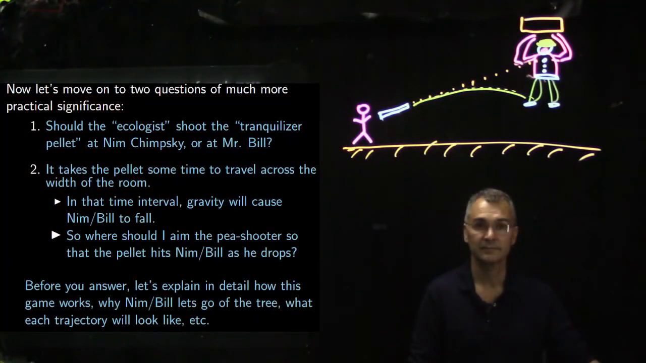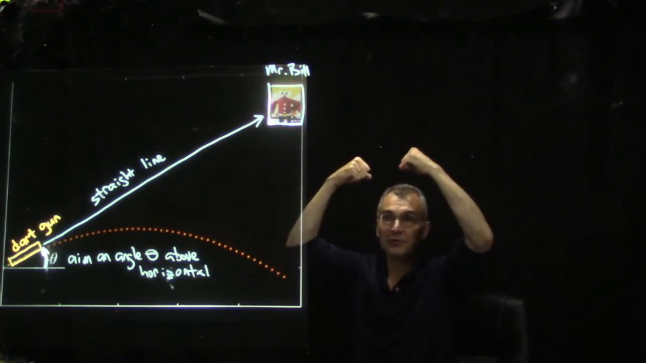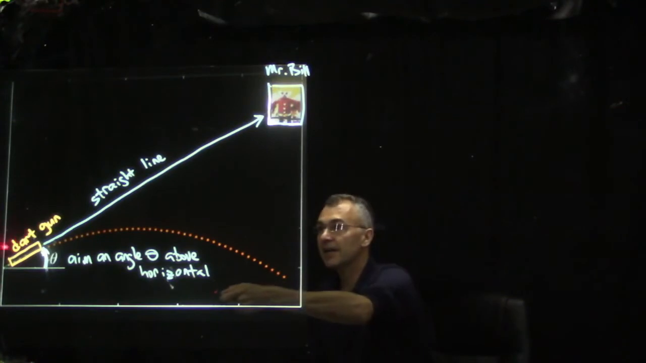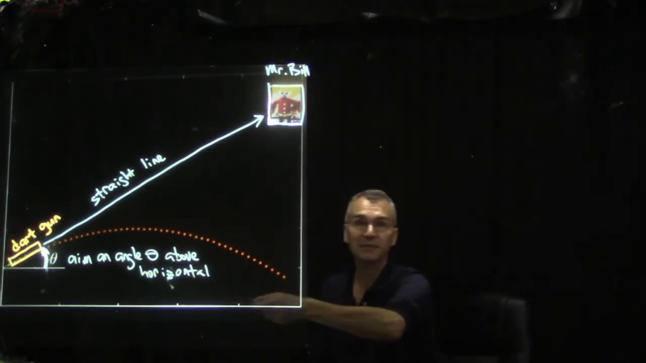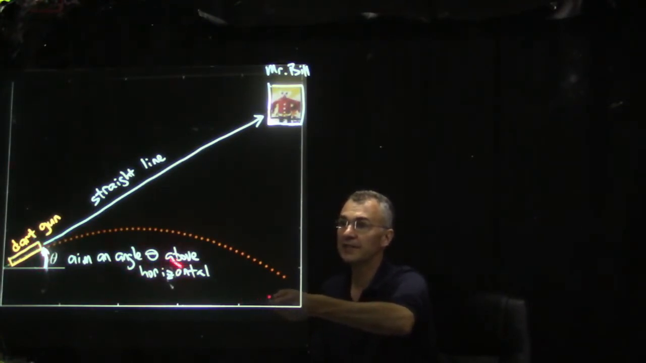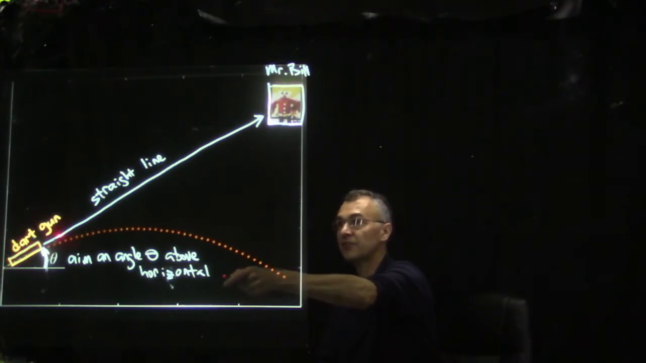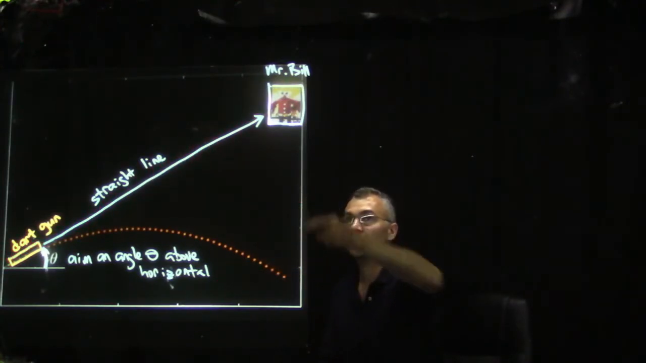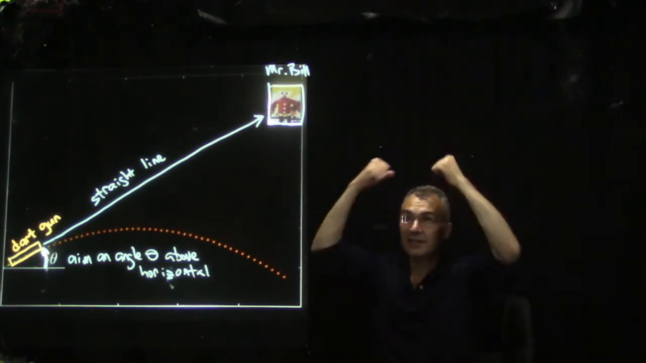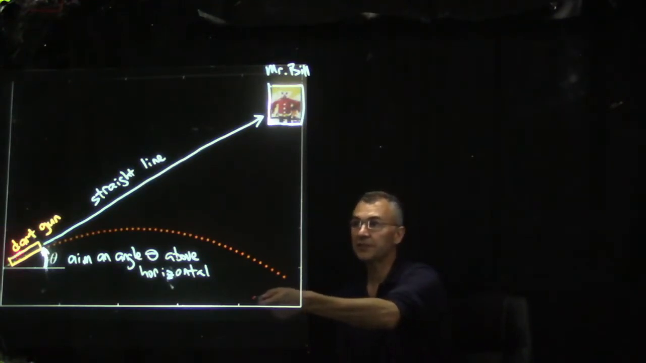So here is the scenario. Initially, Mr. Bill is up here hanging on to a tree branch with his hands. And I am down here with the dart gun. I'm the ecologist. Then I want to aim the dart gun some angle theta above the horizontal. So in this case, let's suppose I choose the angle theta so that a line pointing straight along the axis of the dart gun points directly toward Mr. Bill where he is hanging on to the tree branch. So the initial velocity of the dart will be along this direction.